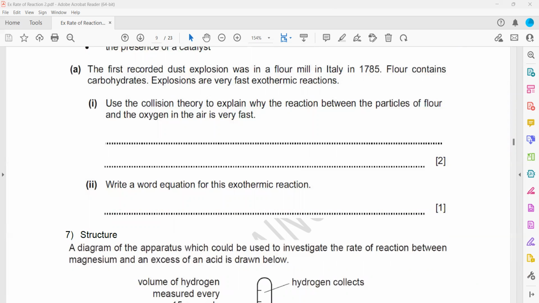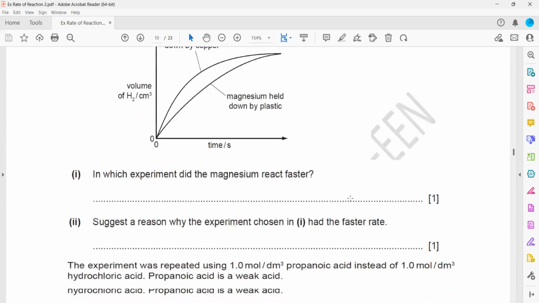This was page 9 and then page 10, 7A, B, page 10. Why does it catch fire, or why does it burn? Because this is a fine powder, so it will have a large surface area and can easily react or burn. That's why. So page 10.